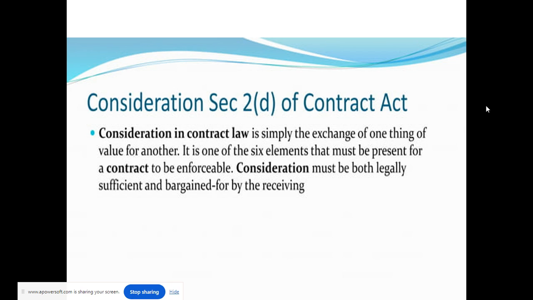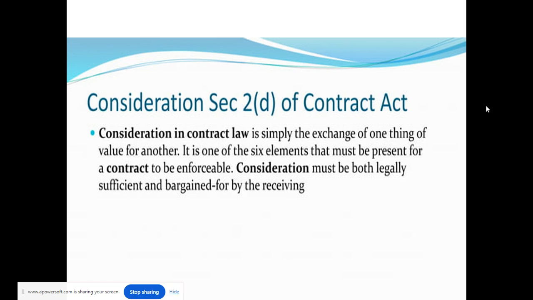So what happens here is that one party, Mr. X, agrees to sell his land at 3 lakh rupees to Mr. Y. Mr. Y will have to pay. So, Mr. Y promised to pay rupees 3 lakh in consideration for the promise of Mr. X to sell the land. In this case, the agreement becomes a valid agreement, under lawful consideration.